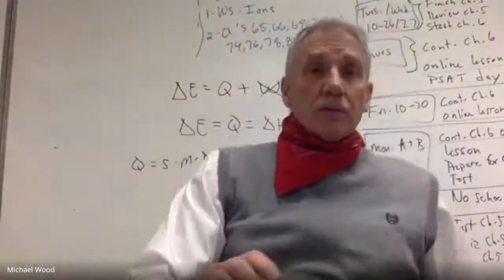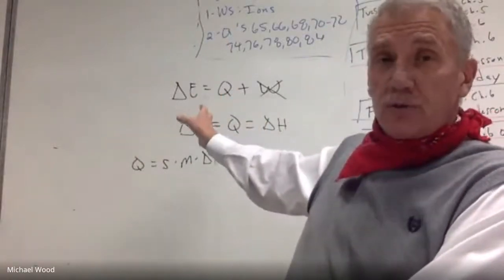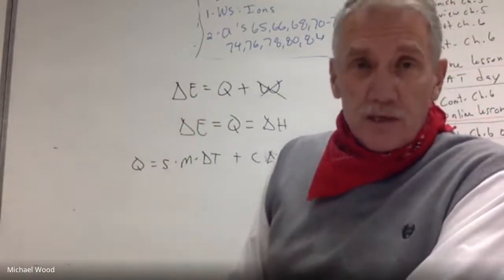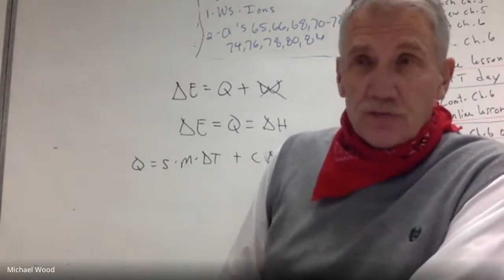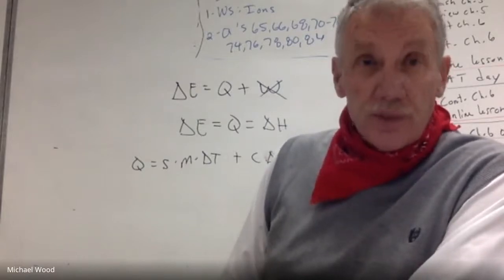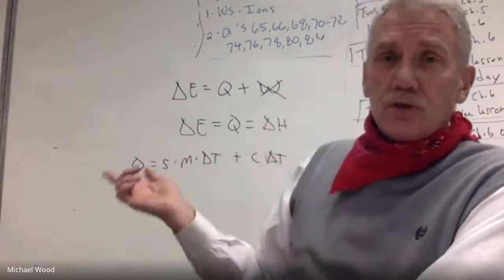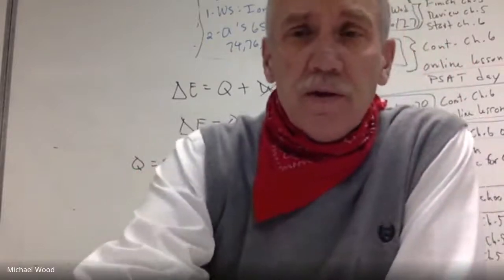So all that being said, technically delta E is equal to Q plus W, but in these calorimetry problems, because there's no change in volume, it doesn't depend on what kind of calorimeter. And you'll see the information that the problems give us, they don't talk about a change in volume. If they did, then we would factor that in, but they don't. So delta E equals Q, which equals delta H, if that makes sense.